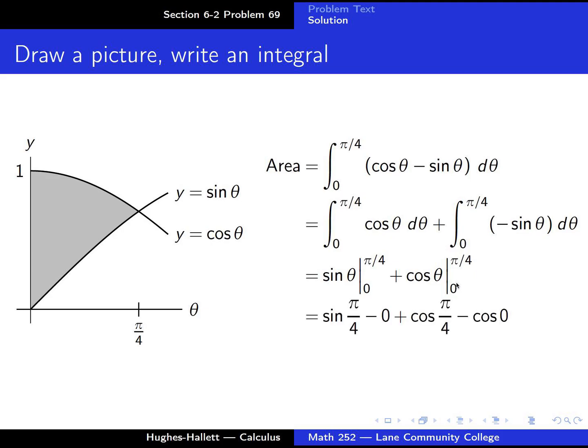And so I've done that calculation. We see the sine of pi over 4 minus the sine of 0, which is 0, plus the cosine of pi over 4 minus the cosine of 0, which is 1. And if you simplify that, you get the square root of 2 minus 1, which is what we were looking for.